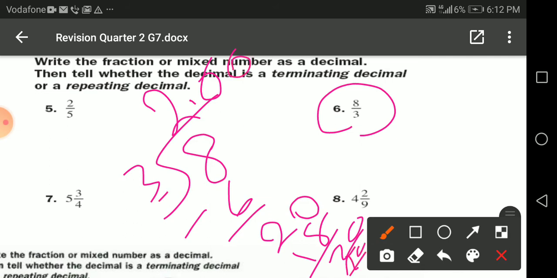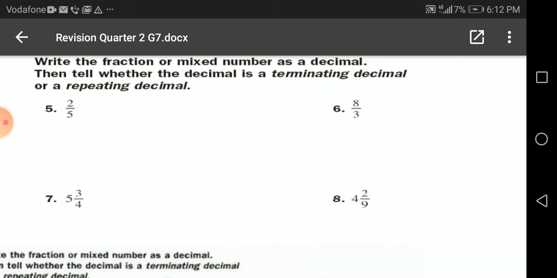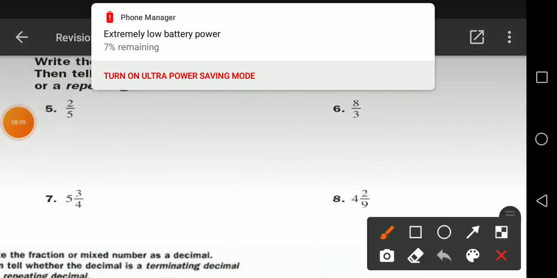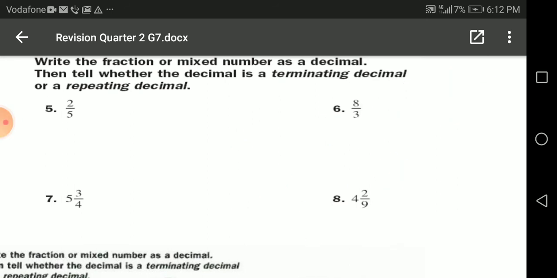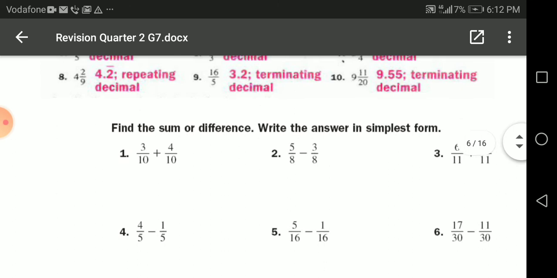So it has no end. This means that this is not terminating. So we write 2.6 and here this dash for repeating decimal. So this is called, guys, repeating decimal. 2.6. Okay, if you see 6 and no end, it's called repeating decimal. So it's called repeating decimal.